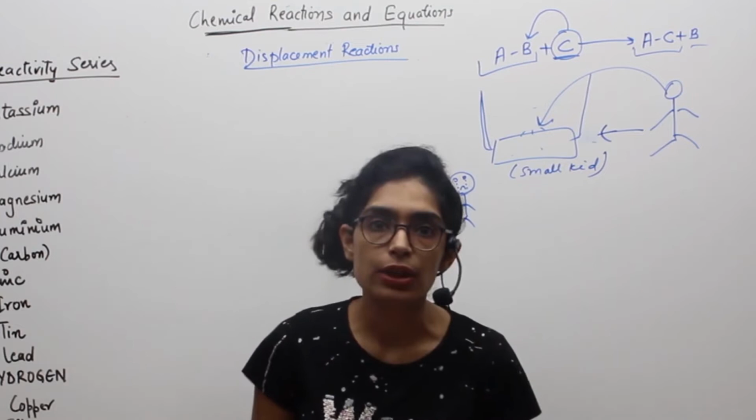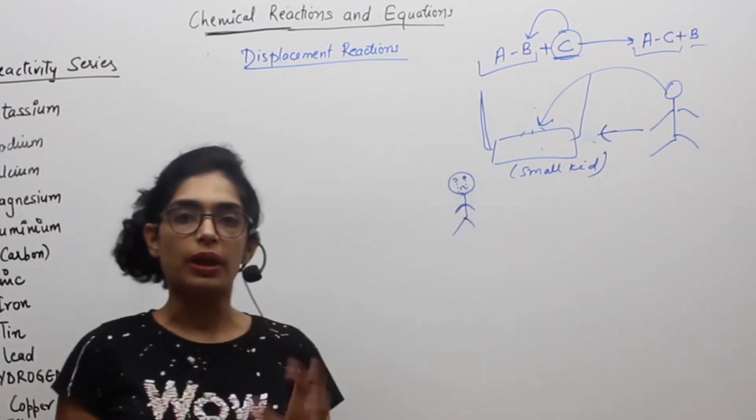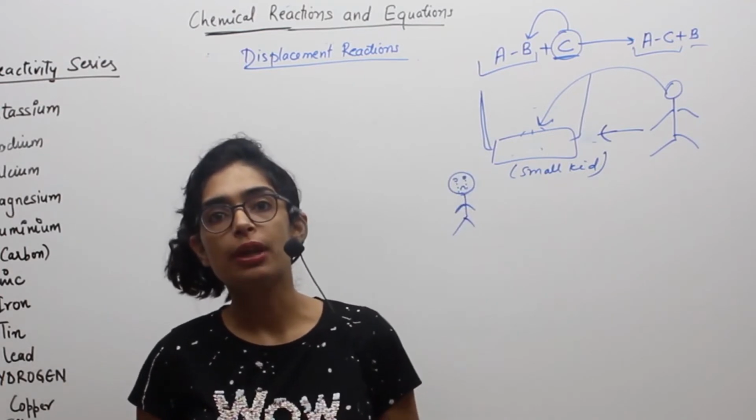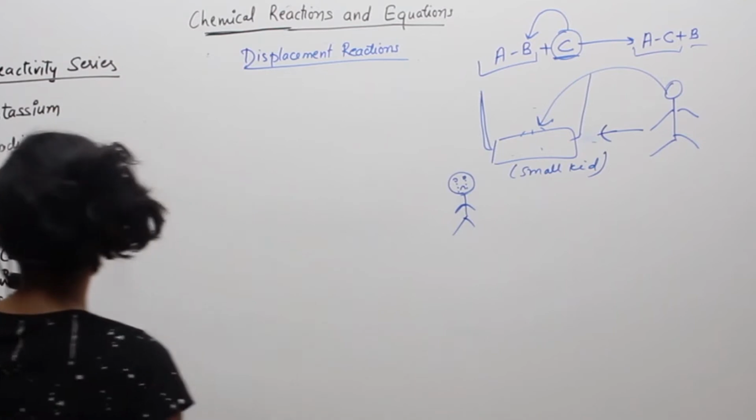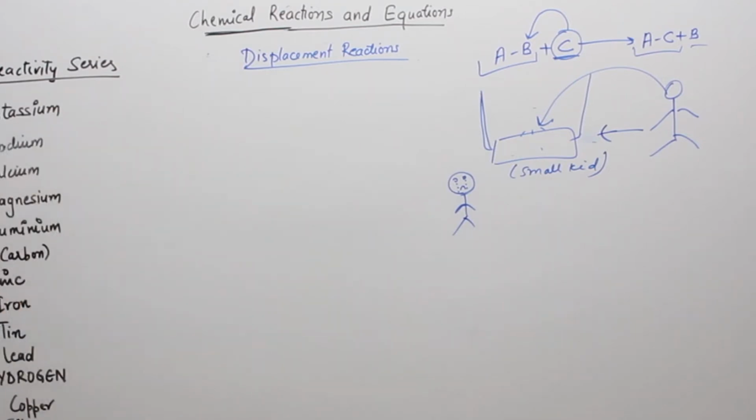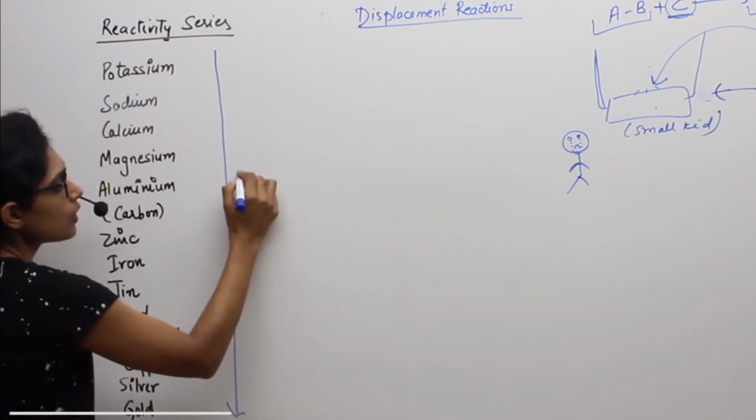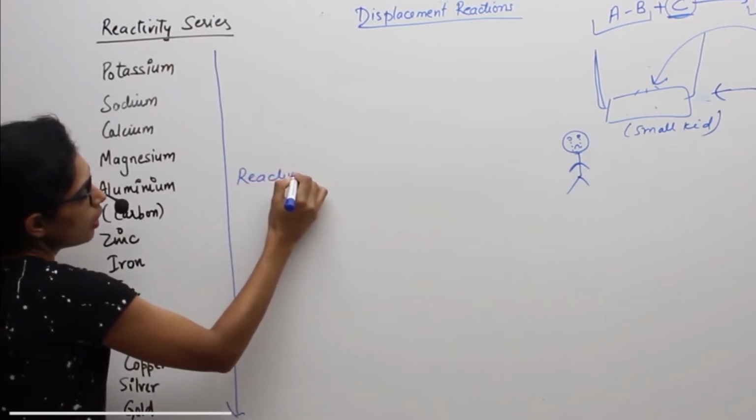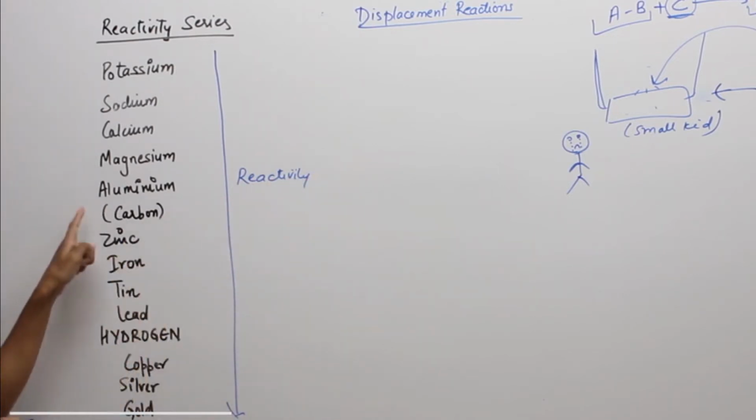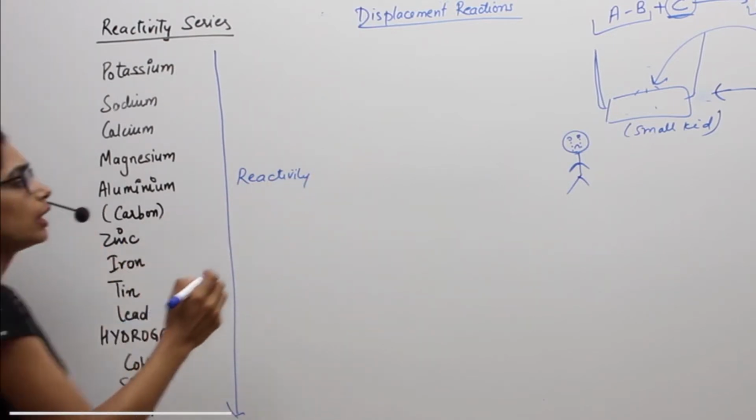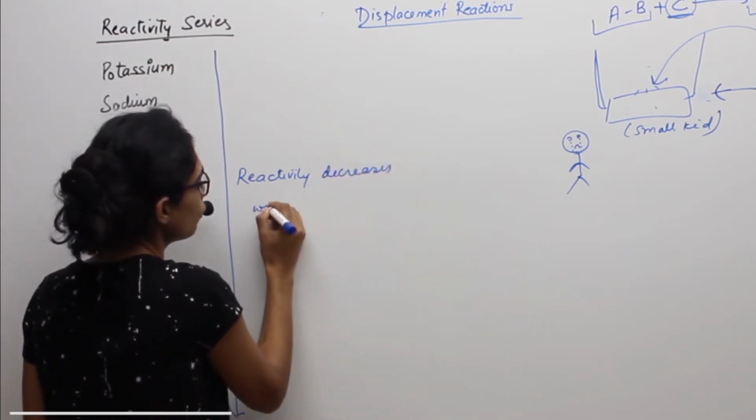So how do we even get to know whether a particular metal is a strong metal or a weak metal, a particular element is a strong element or a weak element? We basically refer to the reactivity series. So this is our reactivity series which I have mentioned over here. Now when we go from top to down, the reactivity of the elements decreases. This is not only a metal series, it has one non-metal also, that is carbon. Okay. So reactivity decreases when we go from top to down.